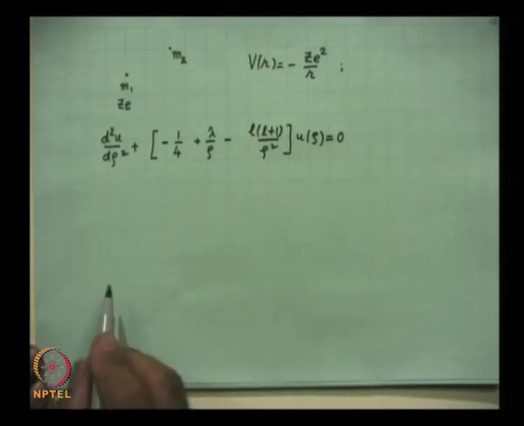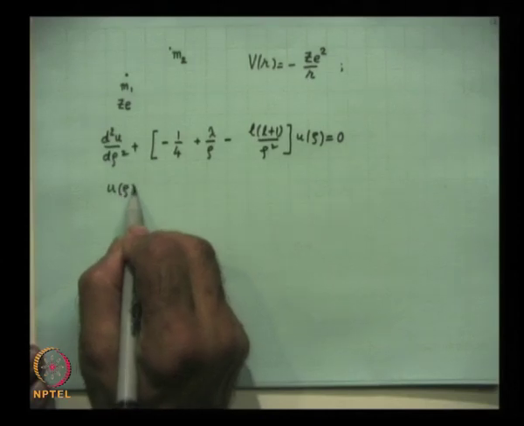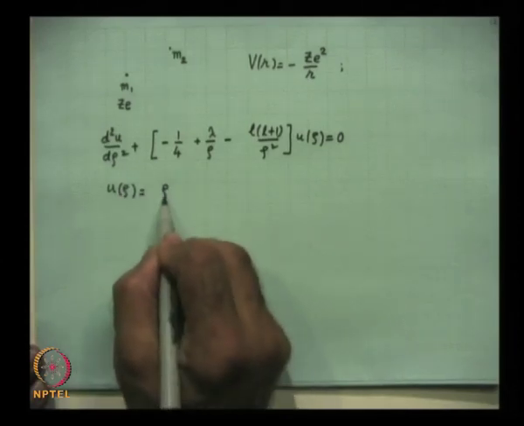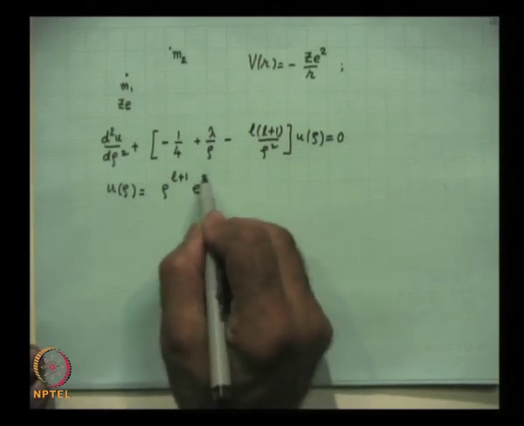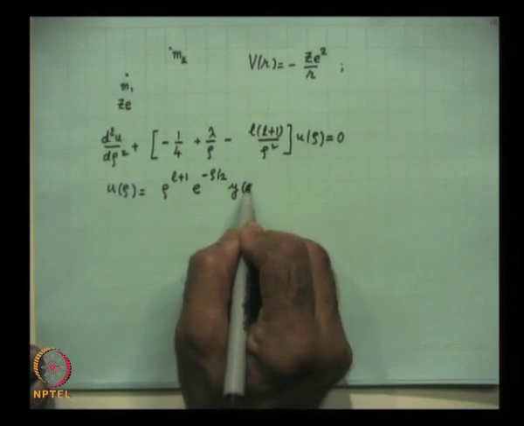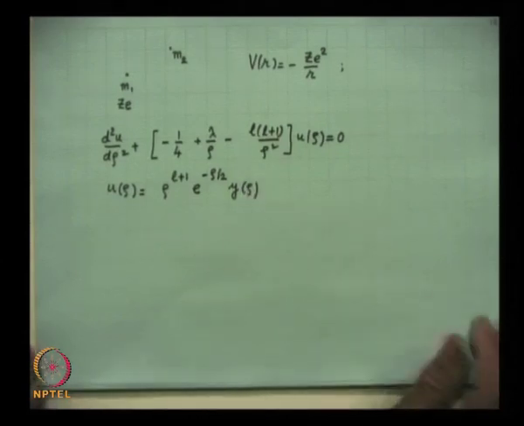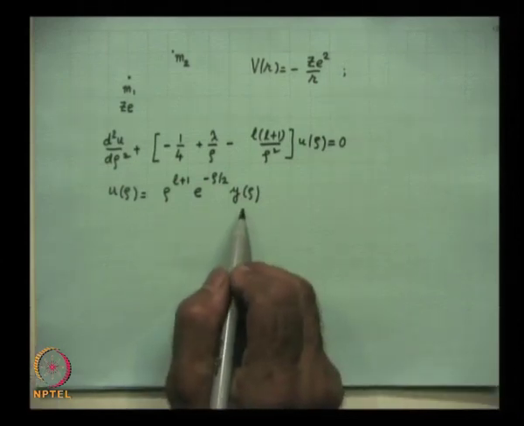Now, we studied the small rho behavior of this equation and the large rho behavior. That suggested that we should try out a solution of this form: u of rho is equal to rho to the power of L plus 1 minus rho by 2 times y of rho.